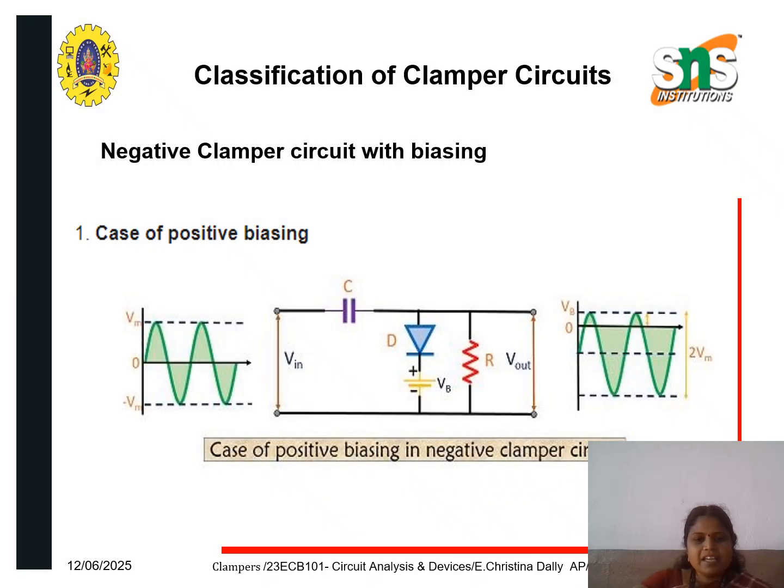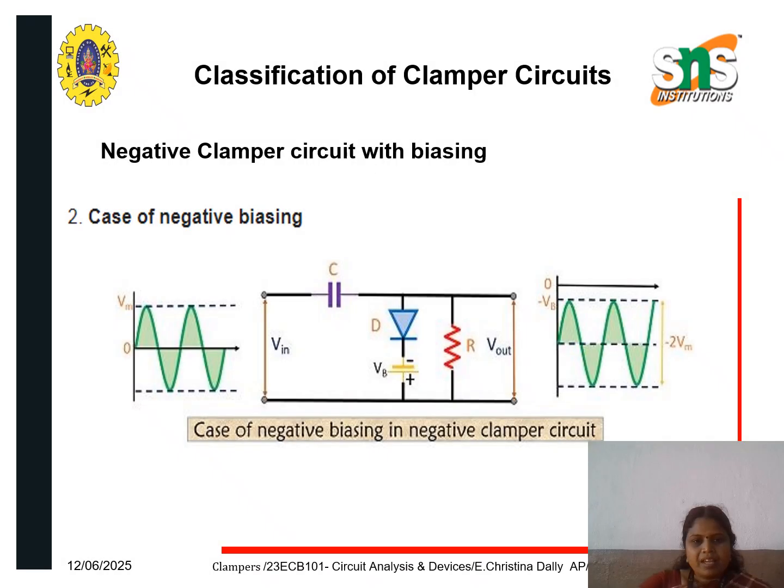The next one is the negative clamper with biasing. The same power supply is given to the cathode terminal, so the cathode is given the positive. In that case, the negative clamper will appear. At the same time, when the cathode is given the negative bias, this is termed your negative clamper.